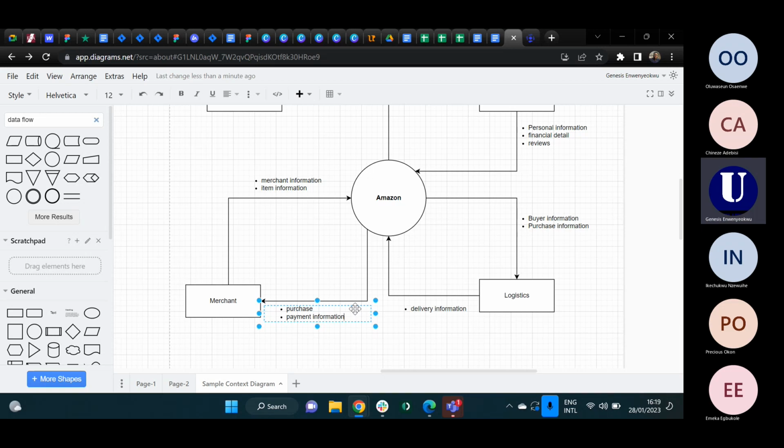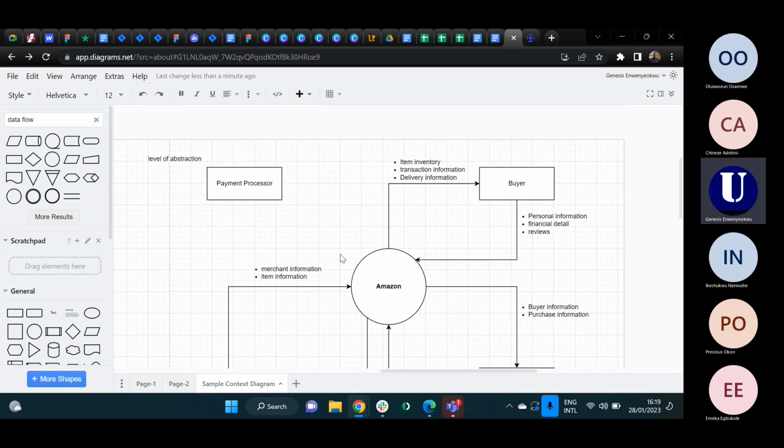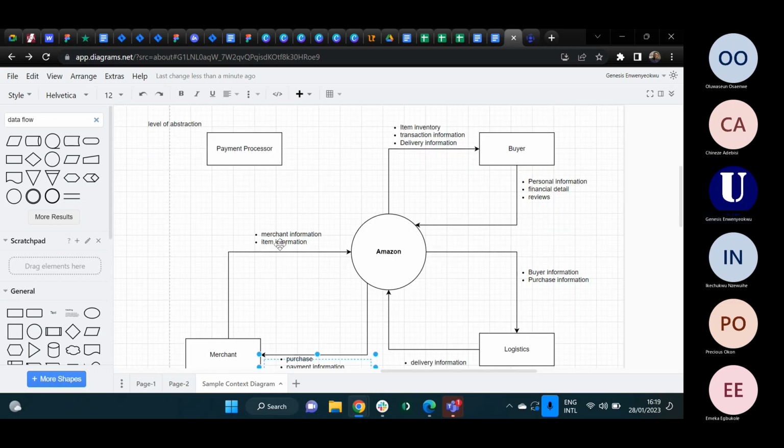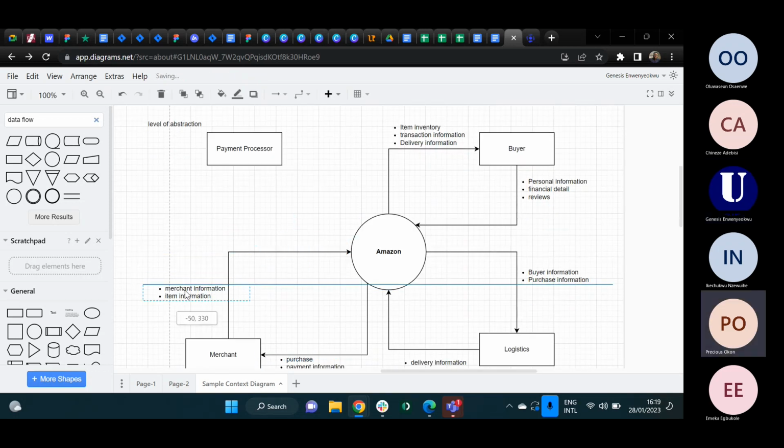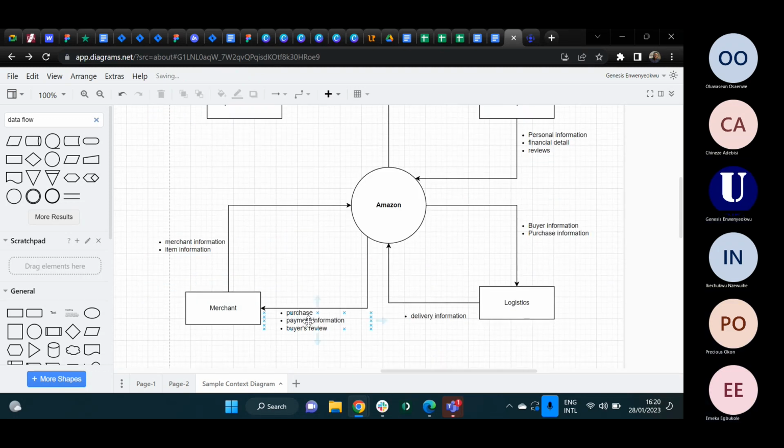Then maybe buyer's review. When a buyer reviews their item, the merchant wants to see if the person enjoyed what they bought. Buyer's review. Let's stop there for now. Now let's move over to... Sorry, Genesis. I think logistics information as well. Yes, someone was saying, was that Precious? Go ahead, Precious.